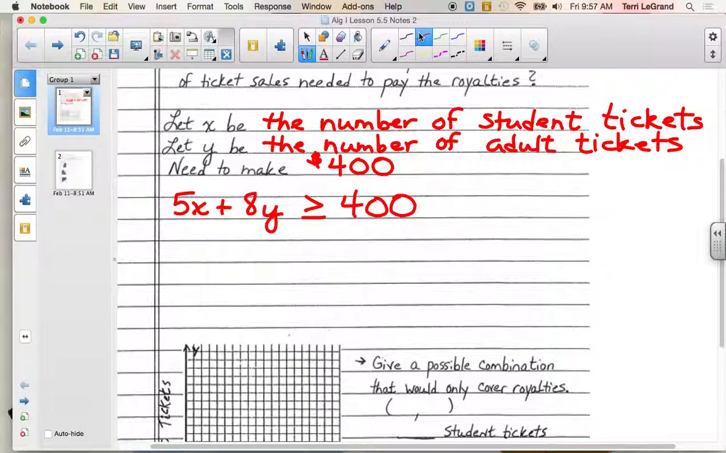Is greater than 400. What's that part we just talked about? That would be when we're making a profit, right? What's the equal to part? Yeah, just being able to pay just the royalties, right? Paying that royalty fee. Okay, so here's our linear inequality. So we need to do what with it so we can get our boundary line? Yeah, we need it in slope-intercept form, don't we? Okay, so what can we do first here? Subtract 5x. Okay, let's subtract 5x from both sides.